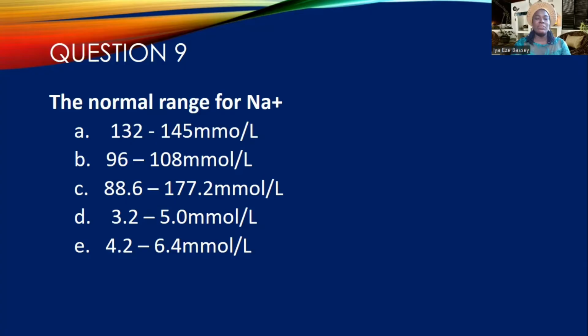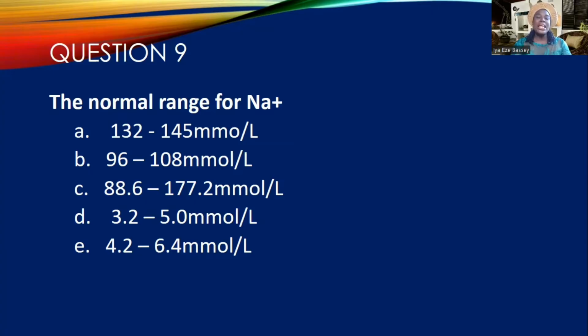C doesn't even correspond to anything, because even if you're looking at creatinine, creatinine should be in micromoles. You must always note the unit. If I ask the normal range for creatinine and you rush to say 88.6 to 177.2 millimole, you're wrong. It's actually micromole. So watch for the units. There are trick questions like that.